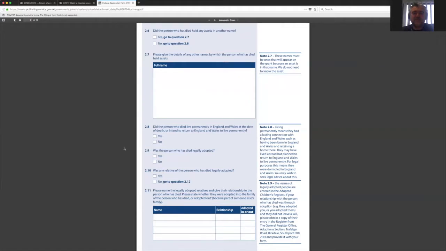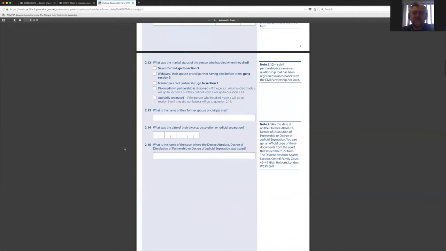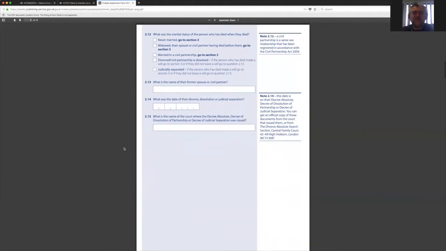You also note the marginal note to 2.9. The form says that you only need to provide a certificate of adoption if there is no will, but it doesn't say this in the questions. So my advice would be that if you are adopted, even if there is a will, make that point in a covering letter. If the probate registry wants more information, they will ask, but at least you've told them. Questions 2.12 to 2.15. These ask about the deceased's marital status. You will see that if the deceased was divorced or judicially separated, then the registry will require some more information.